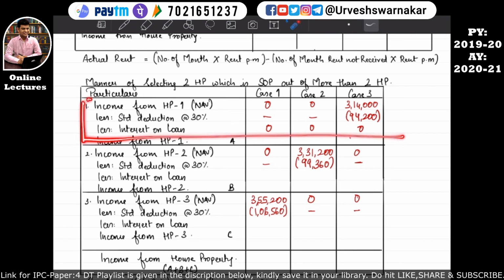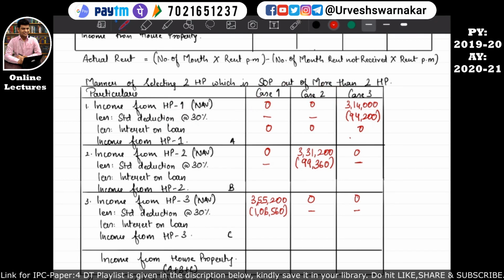How to utilize this format? House property 1, in case this house property 1 is a SOP or DLOP. If a house property is a DLOP, then this deduction will be available and the NAV will be considered. But if house property 1 is SOP in case 1 and case 2, the NAV will be 0 only. I hope this is quite clear.